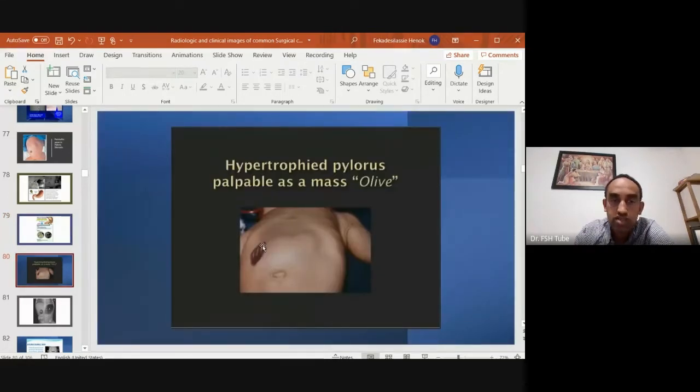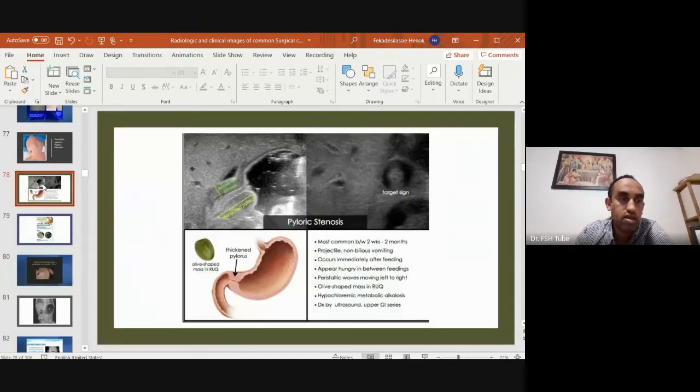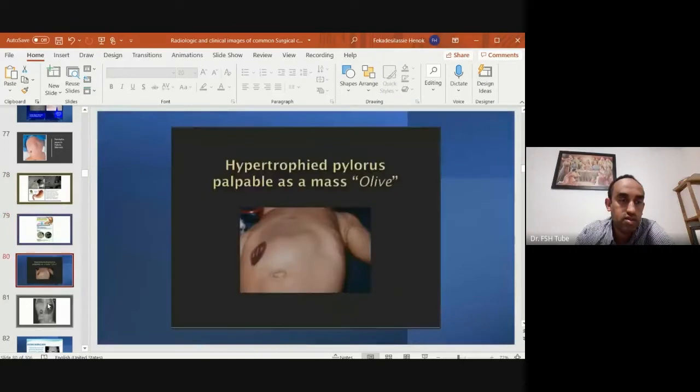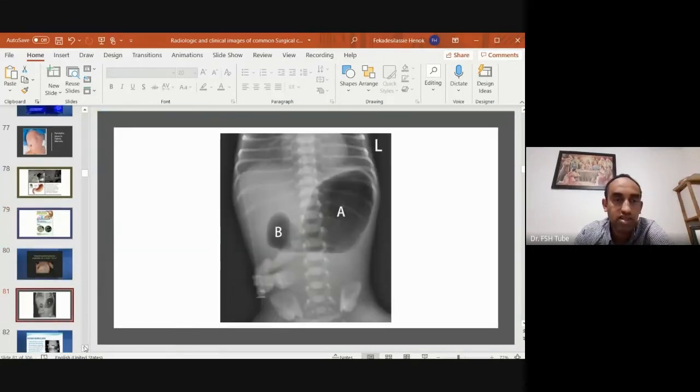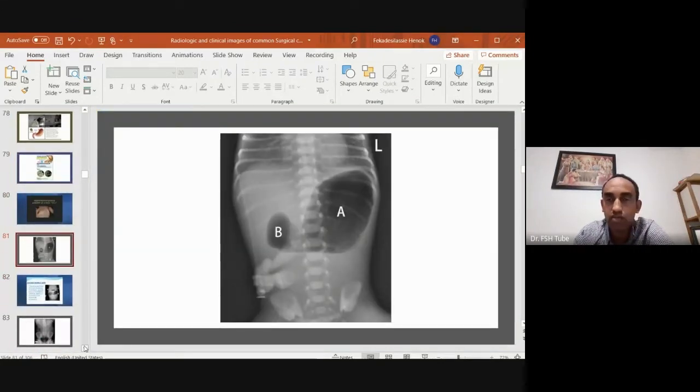This is the mass you are describing. Somebody was talking about the mass. When you palpate, there will be an olive-shaped mass sitting in the right upper quadrant. You can see the peristalsis going on, okay? So let me show you a couple of slides, and maybe we better stop because we have spent a lot of time and there are still a lot of slides. Maybe we might need to find another day.